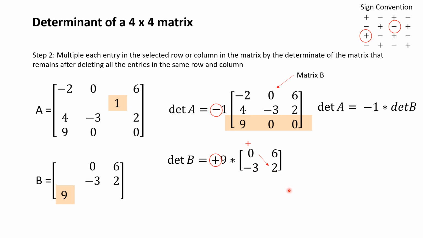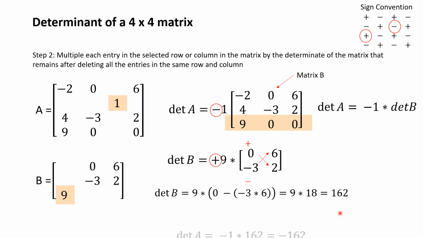And as we saw in a previous video, we can use the simple formula where we multiply the products. So 0 times 2 is 0, and negative 3 times 6 is negative 18. And since this is an upward sloping diagonal, we assign a negative value. Negative and negative is a positive, so 9 times 18 is equal to positive 162.